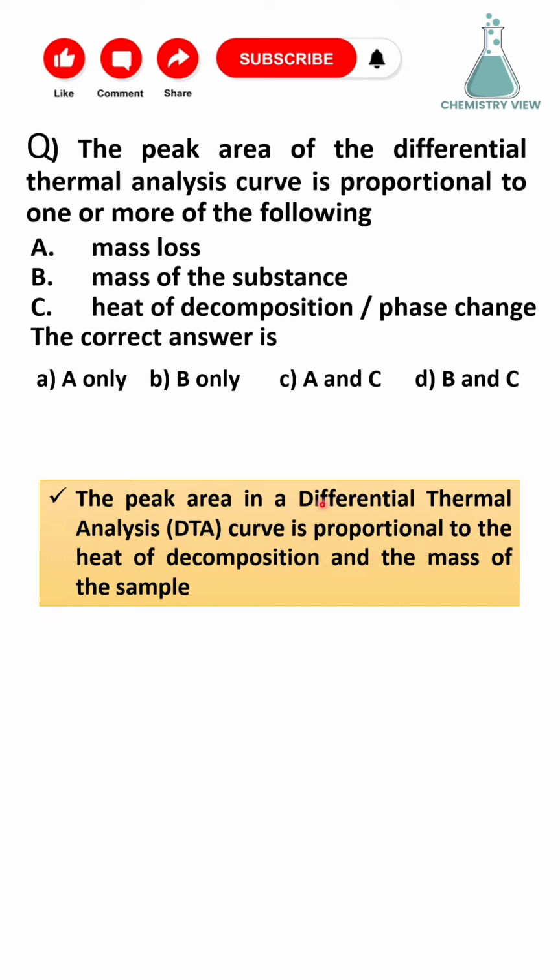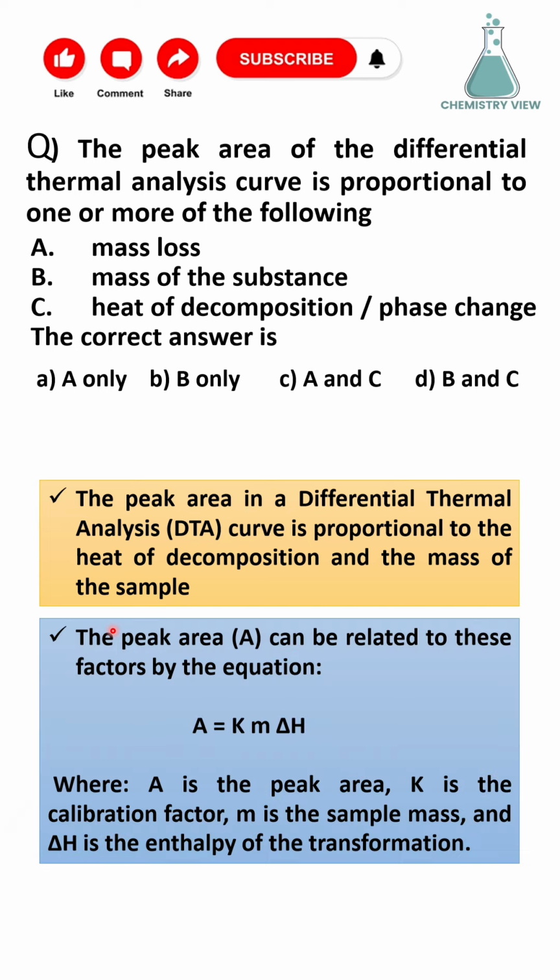The peak area in a differential thermal analysis, that is DTA, curve is proportional to the heat of decomposition and the mass of the sample. There is an equation for peak area. Peak area A is directly proportional to the mass of the sample and the heat of decomposition.